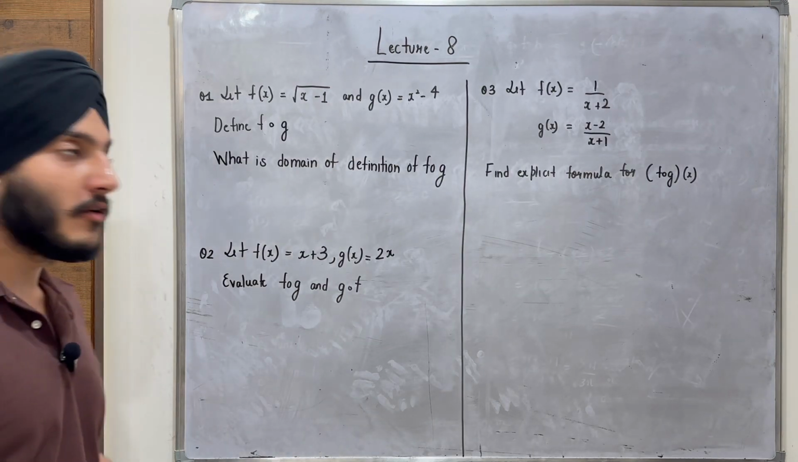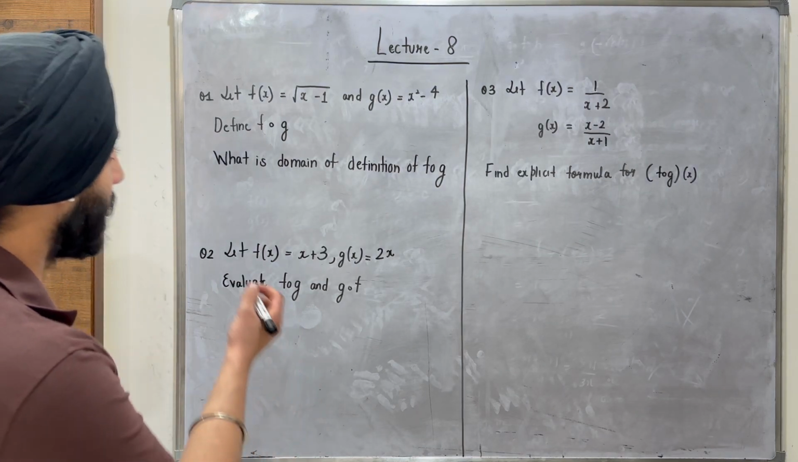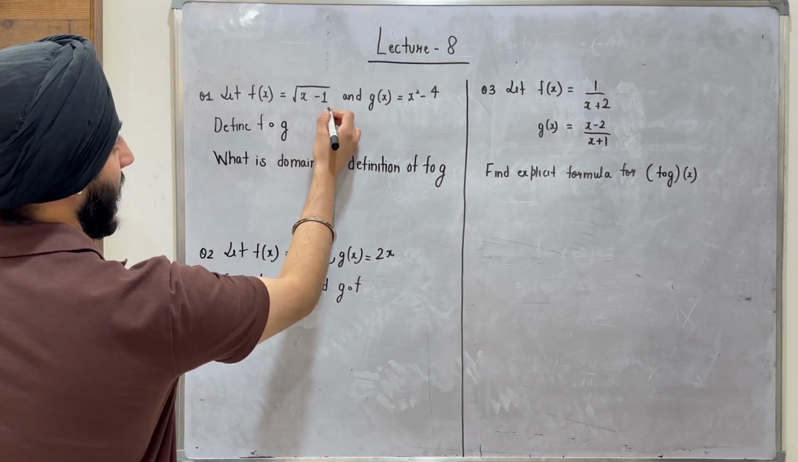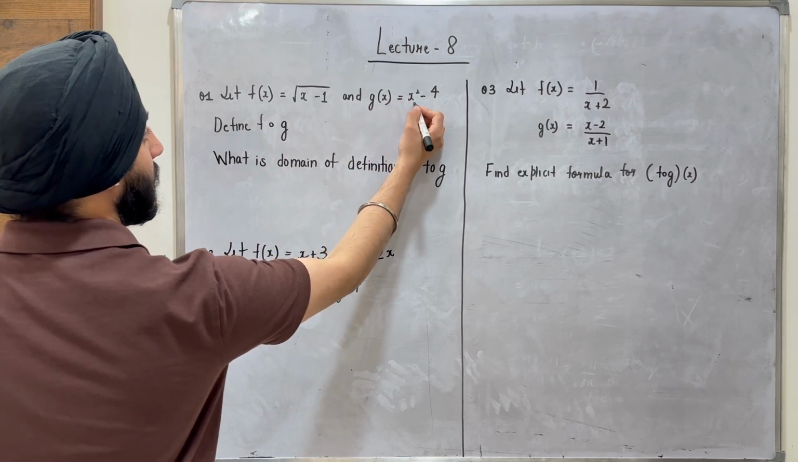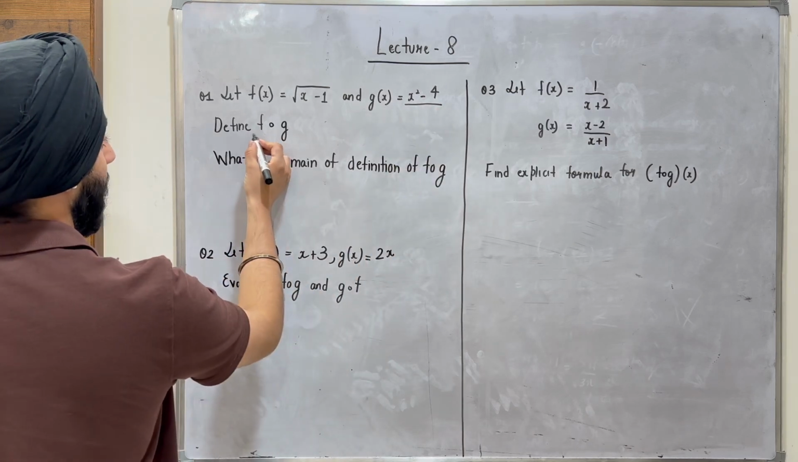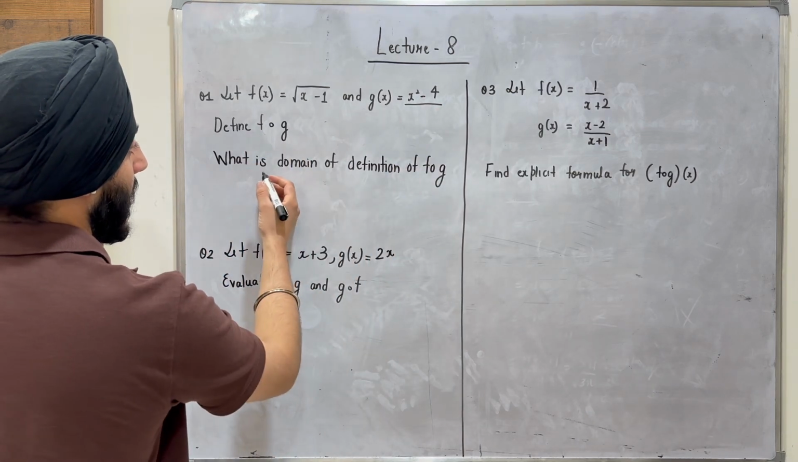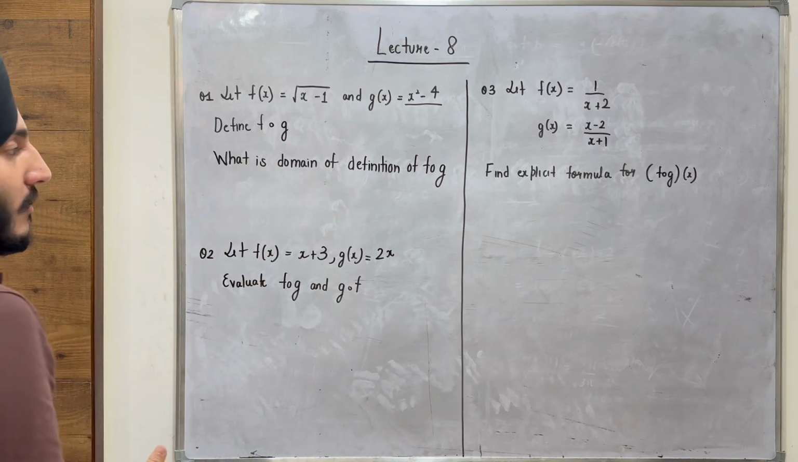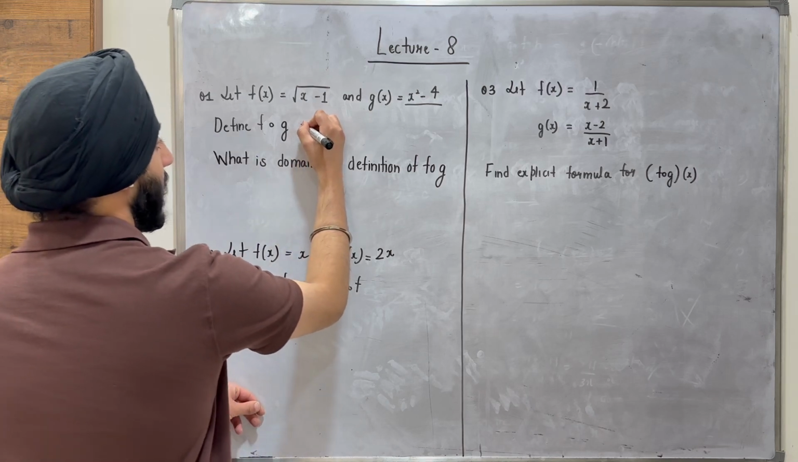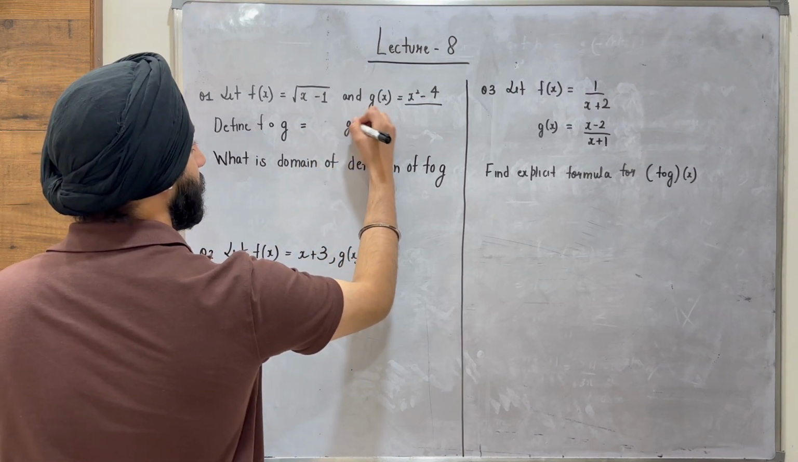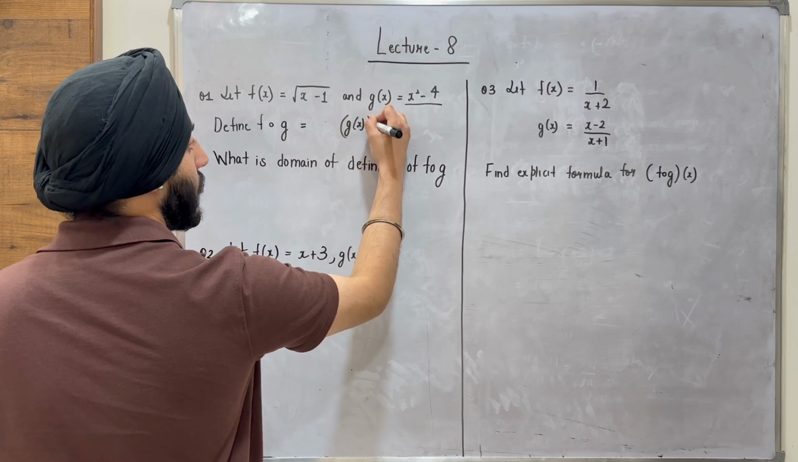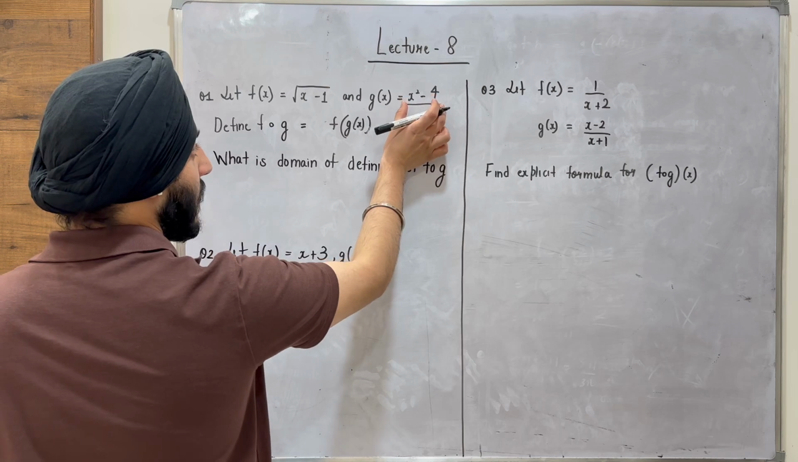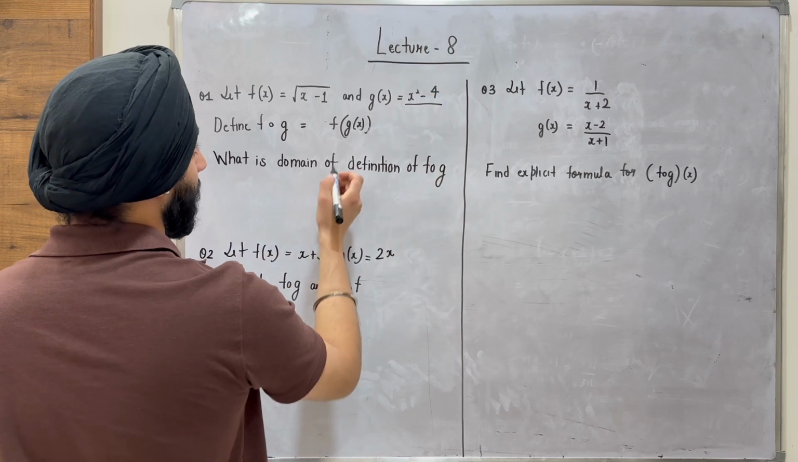Hey guys, so I hope you have solved all these questions, right? So let's start with question number 1. Given f of x, which is square root of x minus 1, and g of x, which is x square minus 4, define f of g and find the domain of definition of f of g. So let's start with f of g. F of g basically means I need to find g of x first and then input that value into the function f, right? So g of x is x square minus 4.